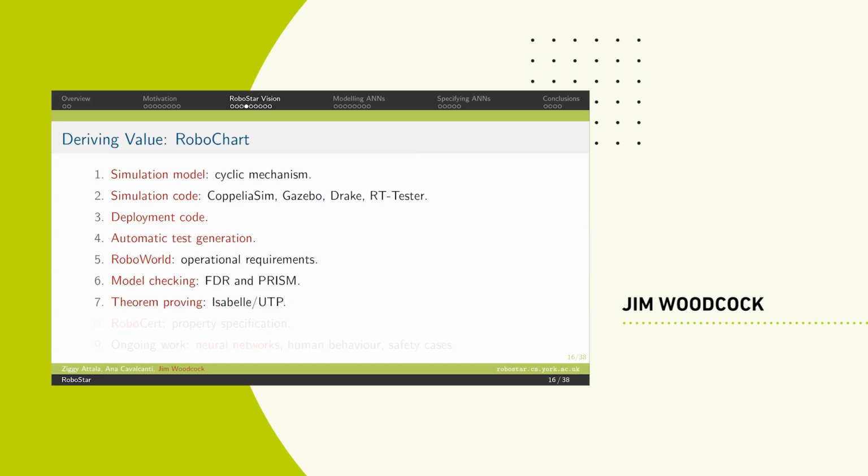And we can do theorem proving. When the state explosion problem gets too big, we can turn to a theorem prover and do some interesting things. And we can write down property specifications in RoboCert, which is a domain-specific language that's very convenient for writing down properties. And there's ongoing work. You're hearing about the neural network work. There's also work on interaction with human beings and on safety cases and several other areas that I haven't listed.